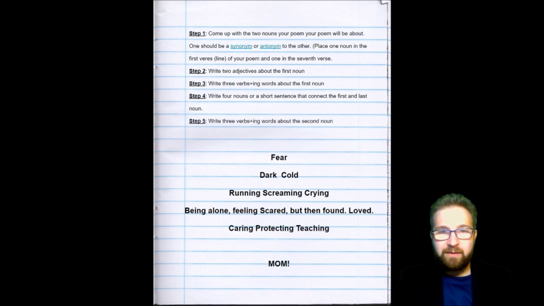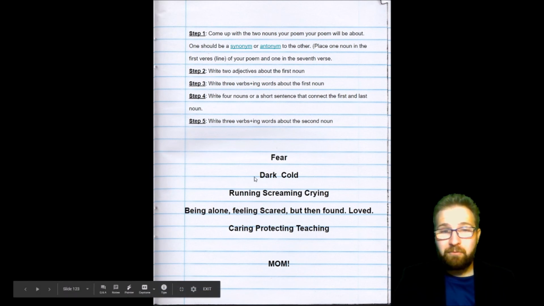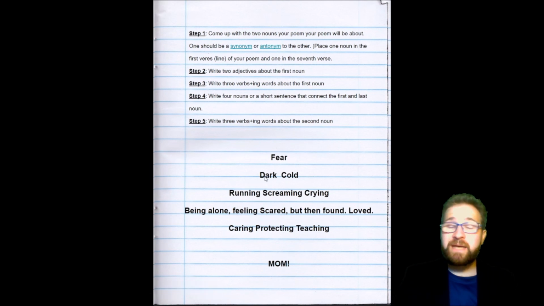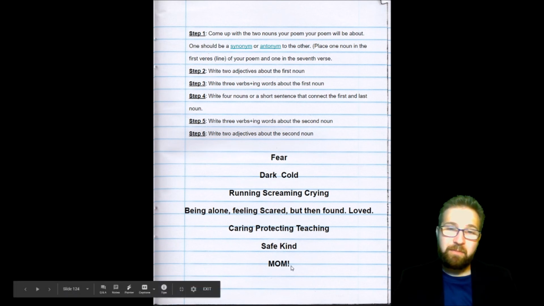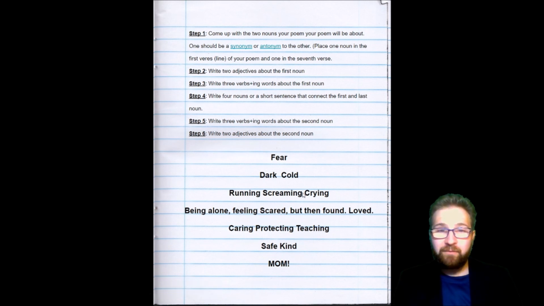All right, step five. Write three verb ing words, but this time about the second noun. Okay, so now it's not about fear. This time it's about my mom. So I want to write something like caring, protecting, teaching. Those are things that you can do, so they're verbs with the ing at the end. All right, and step six, our last step, write two adjectives about the second noun. So the second noun is still my mom, and my two adjectives can be safe and kind. And now I've got my Diamante poem.